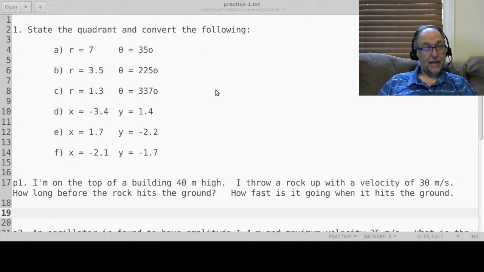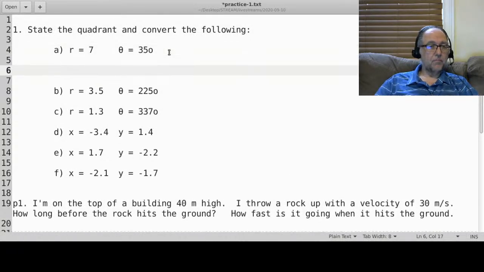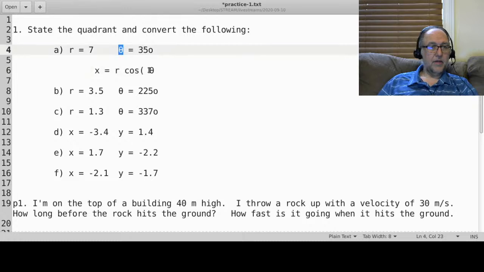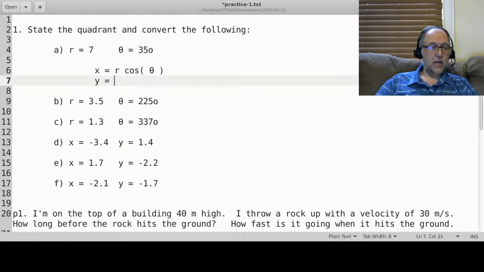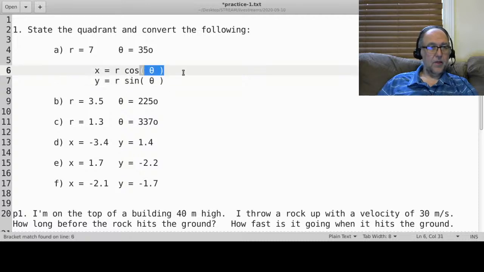How do you convert from r and theta to x and y? So if I give you r and theta, the polar, I want x and y. The way to do that is pretty simple. The formula is just x is equal to r cosine theta, like this, and I cut and paste that. There we go. And the other formula is y is equal to r sine theta, like this. It's just a matter of plugging in.